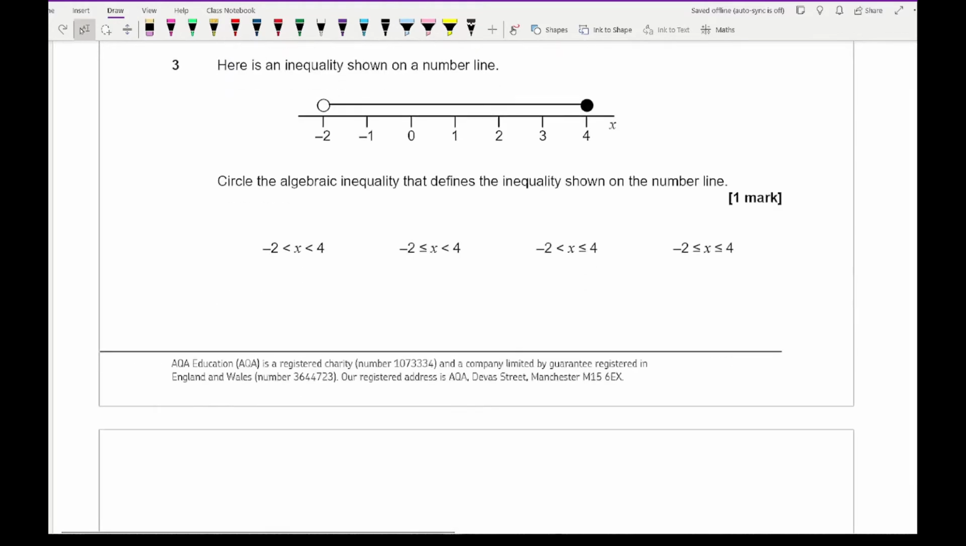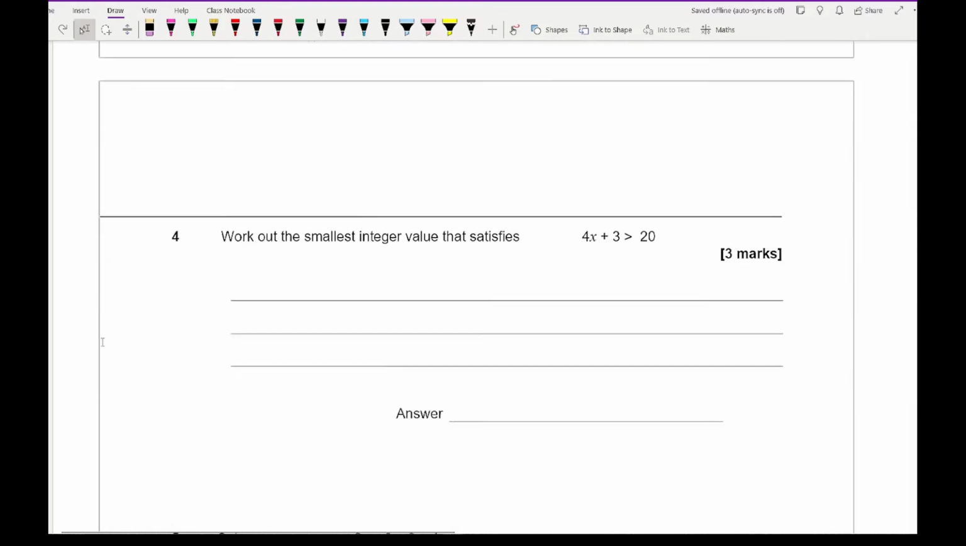Moving on to question 3, it says here is an inequality shown on a number line. Circle the algebraic inequality that defines the inequality shown in the number line. So here I'm looking for an inequality that hasn't been underlined, and here I am looking for where at the 4 it has been underlined, and the correct answer we should have is going to be our third option. Moving on to question 4.